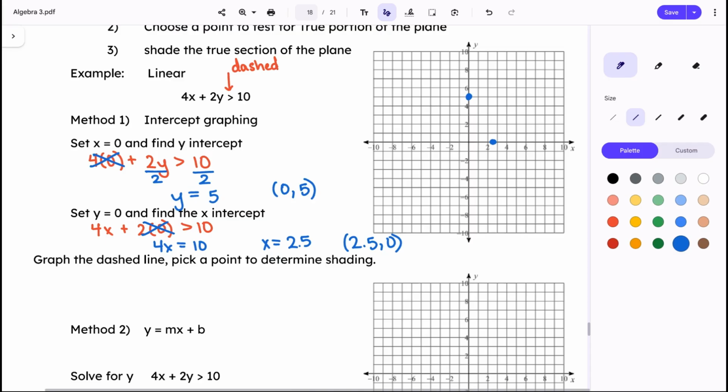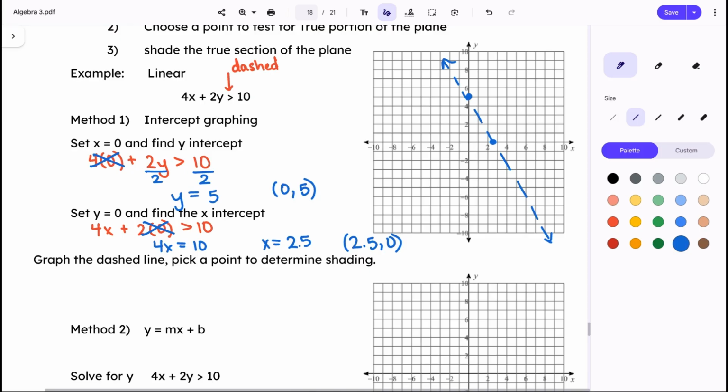That's the first way you could graph. That's method 1. If you don't want to do a lot of rewriting, you can just put in zeros for your x and your y and solve for the other letter. When I draw my line in here, though, it should be dashed. So when I connect these, I don't want to see a solid line. You need to have a dotted line here on your graph.